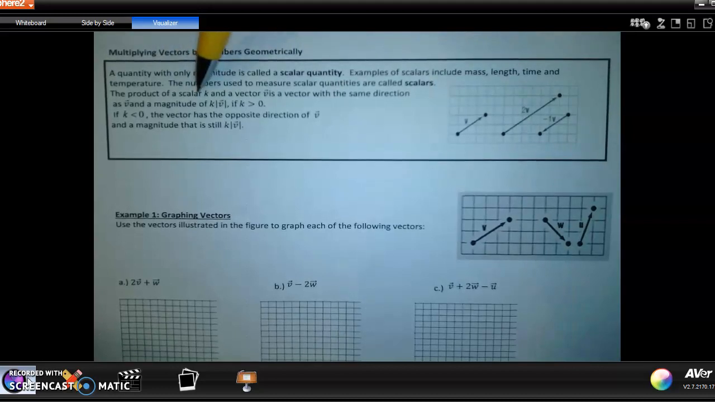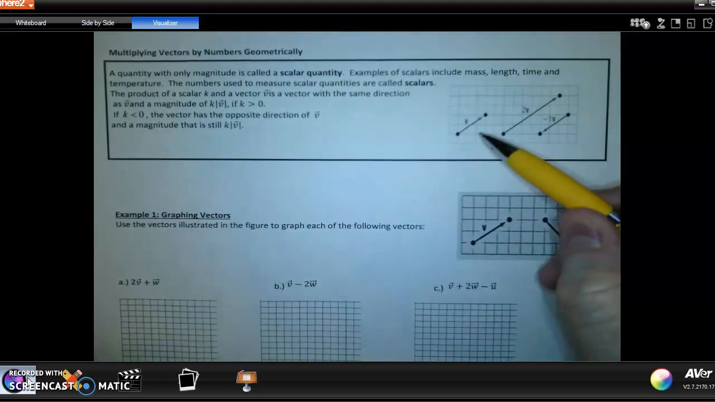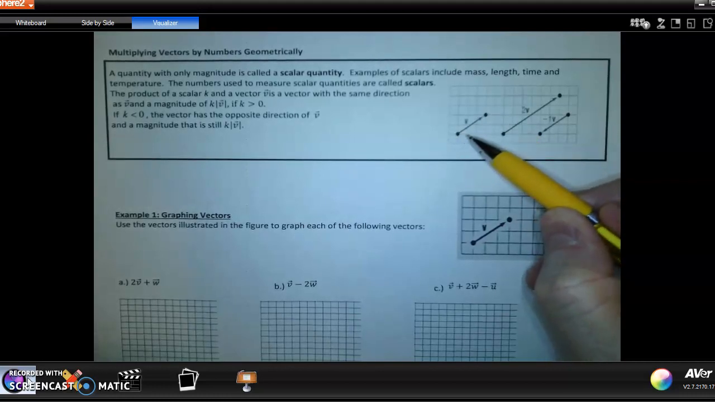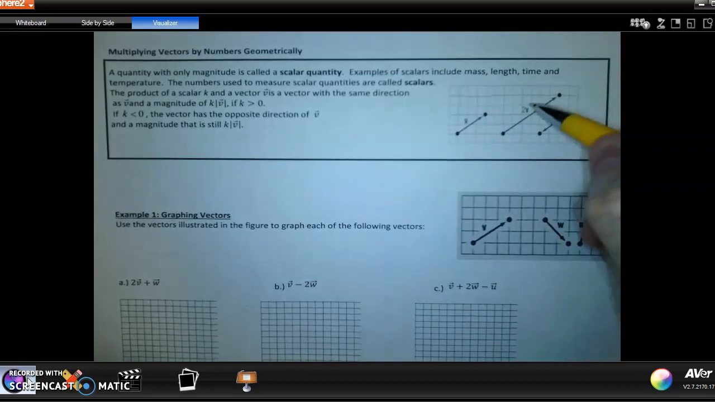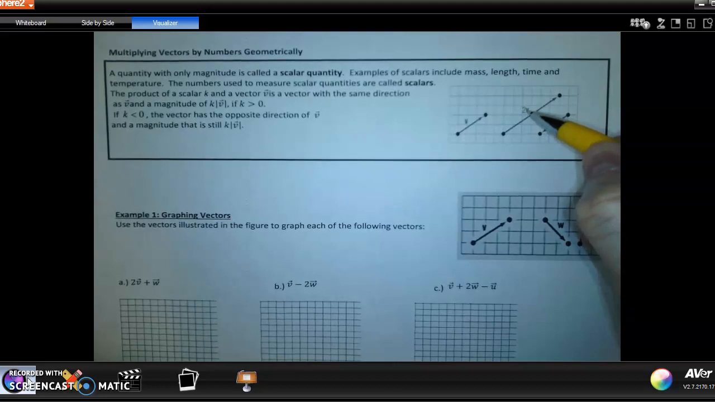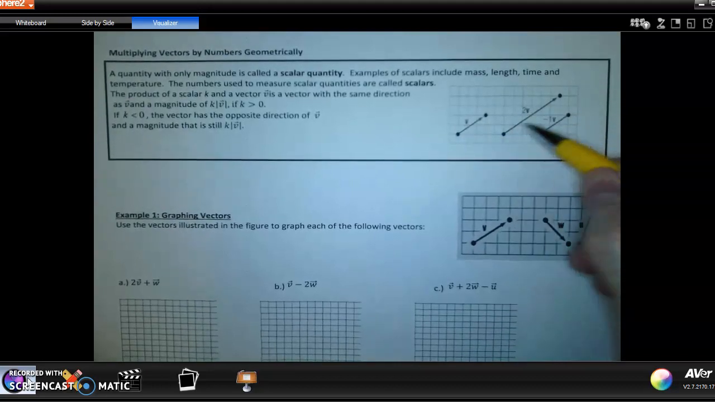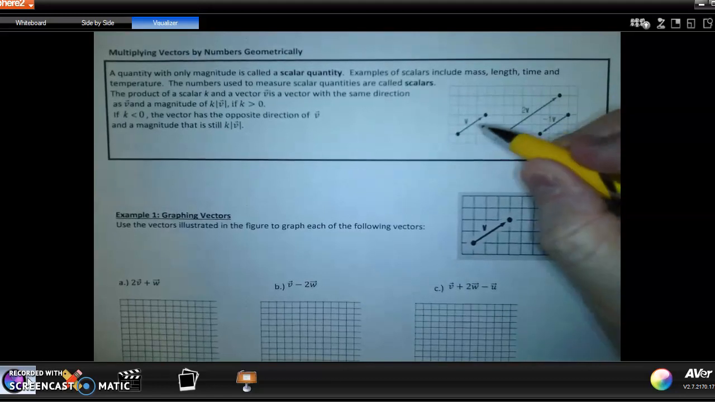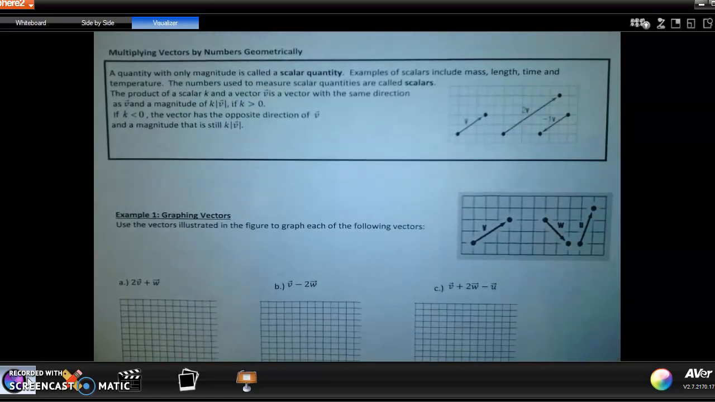The product of a scalar, so some number, and a vector is just, well, look over here. This is vector v. So this is a vector that's traveling 1, 2, 3 to the right and up 2. So there's your vector. The vector 2v would be a vector that is exactly two of these. So you would go 1, 2, 3, 1, 2. Then you go 1, 2, 3, 1, 2. And it would be exactly twice as long. That's all that scalar does. It just doubles the length of that vector.